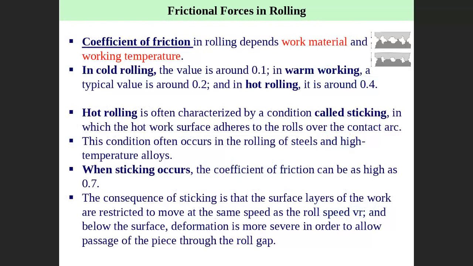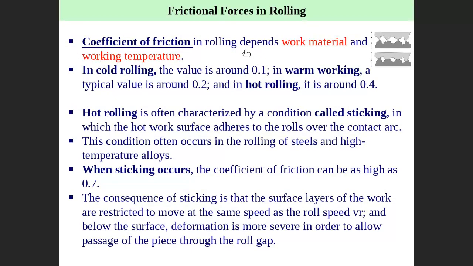Then mu is the coefficient of friction. You can see that the coefficient of friction is very important. In rolling, it is very important because friction is driving the motion, feeding the workpiece to move inside, to squeeze, and then move inside to do the rolling process. This is the coefficient of friction between the work surface and the roller.